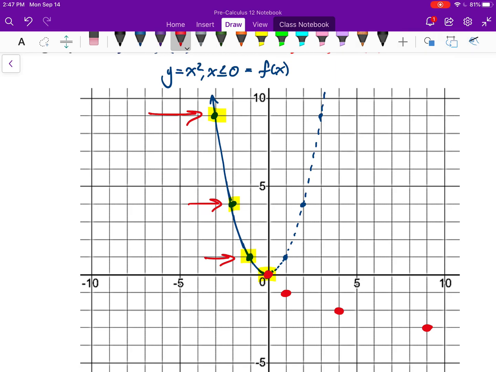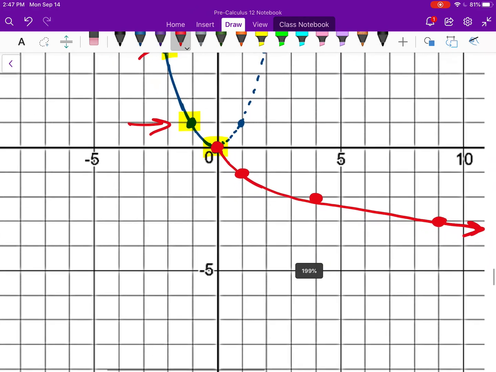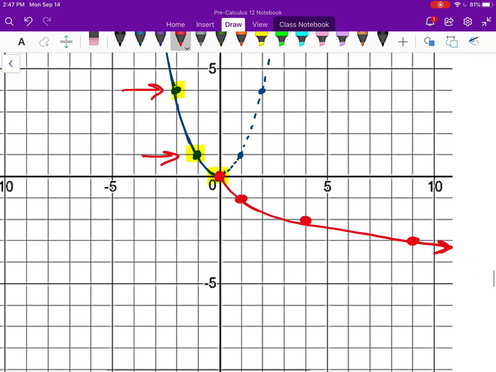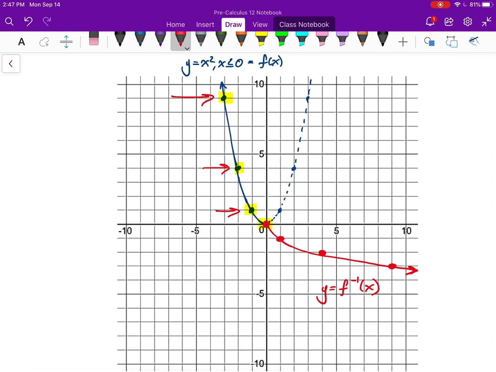And so what does this look like? It looks like just this. And that's it. Just this section I've drawn right here. So this is the inverse of f of x. That said, I'm done. But I would like us to notice a few more things before I wrap up.